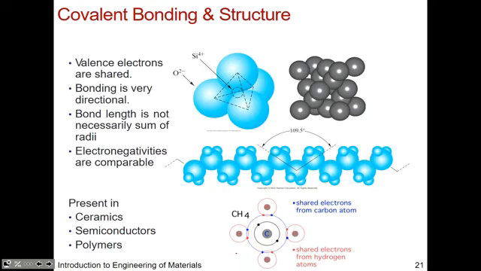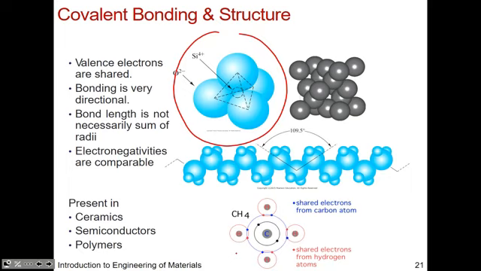In terms of covalent bonding and structure, we've just discussed how there's covalent carbon-carbon bonding in polymers. There can also be a covalent component in SiO2. There's some electronegative difference there, but there's both ionic and actually covalent characteristics in glass. In covalent bonding, the valence electrons are shared. They're not transferred between the two atoms.